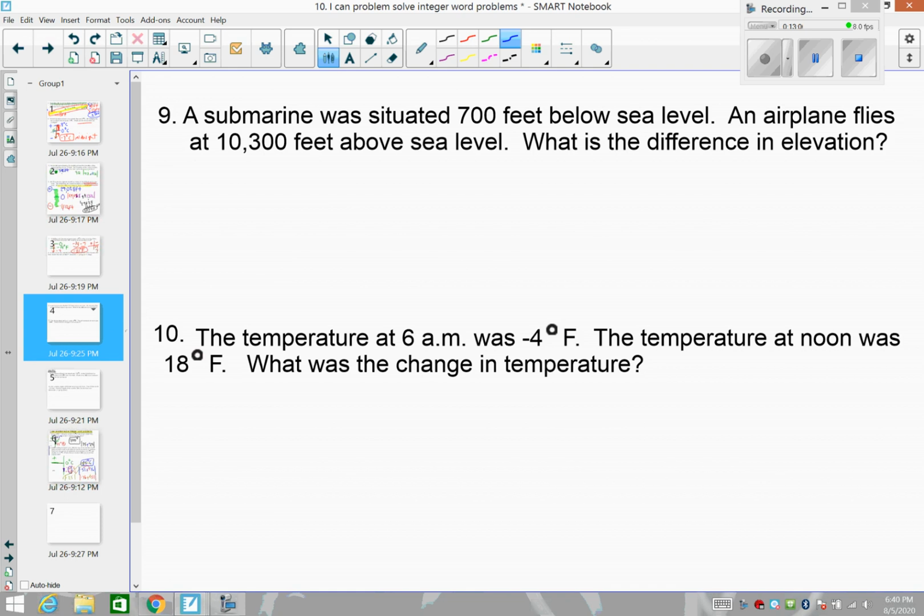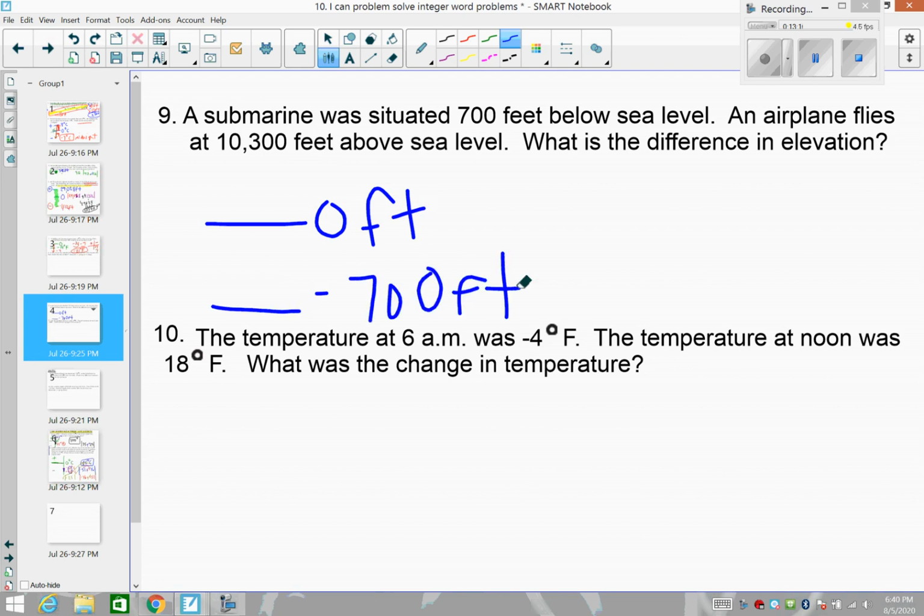A submarine was situated at 700 feet below sea level. So here's 0 feet. 700 feet below sea level would be negative. That's where the submarine is. So here's the submarine down here. An airplane flies at 10,300 feet above sea level. So this is the airplane.